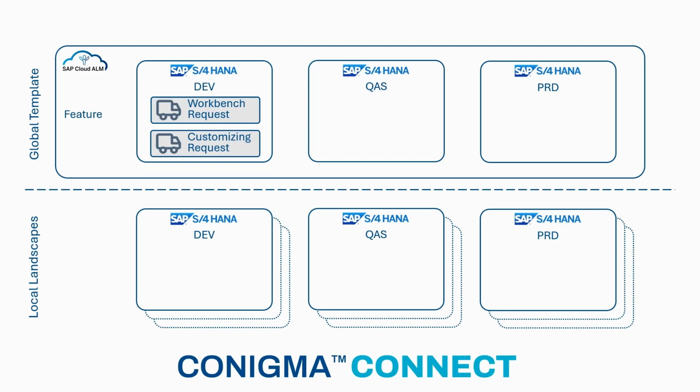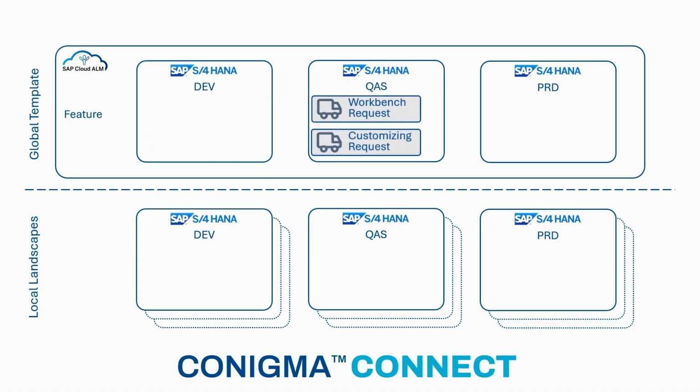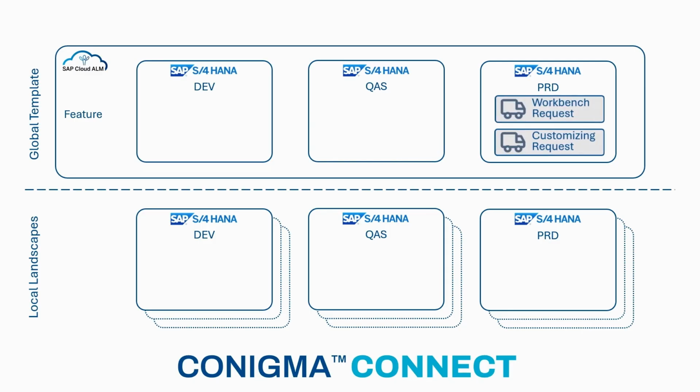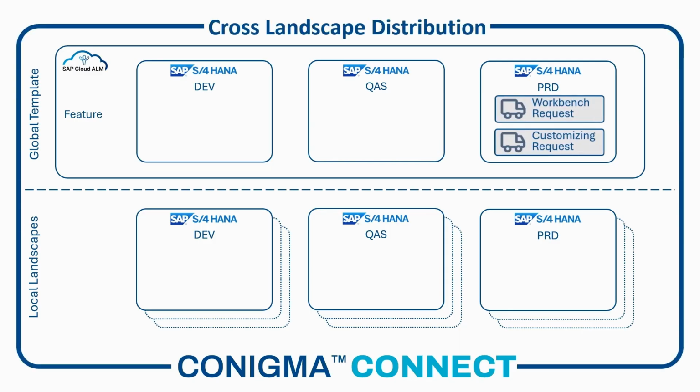After development and customizing are completed, the transport requests are released via the feature and imported into the QA system. All required tests are carried out there. Once testing is successful, the objects are imported into the production system. The import into production serves as the trigger for Conigma.